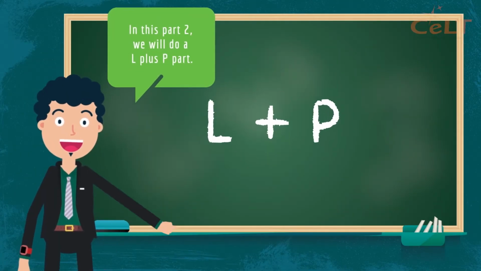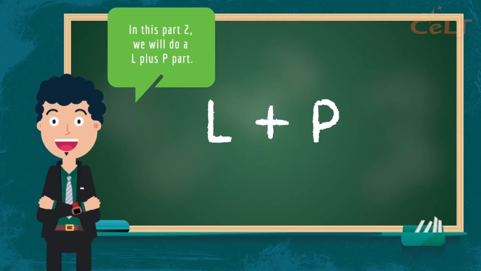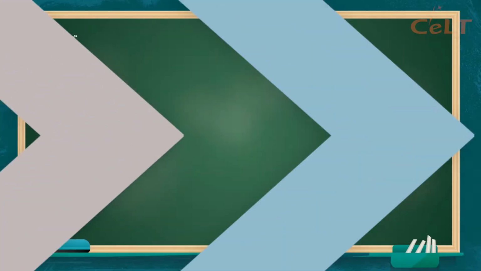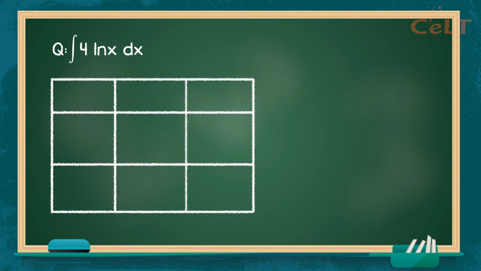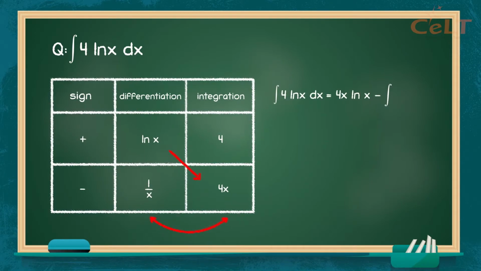In this part, we will do an L plus P part. First, you have to do a table that includes 3 columns: sign, differentiation, and integration. Put a plus sign first and follow by minus sign. And this sign will continuously alternate until the differentiation and integration find the simplest function. We choose ln x as a differential part because L is first before P, LIPET principle.